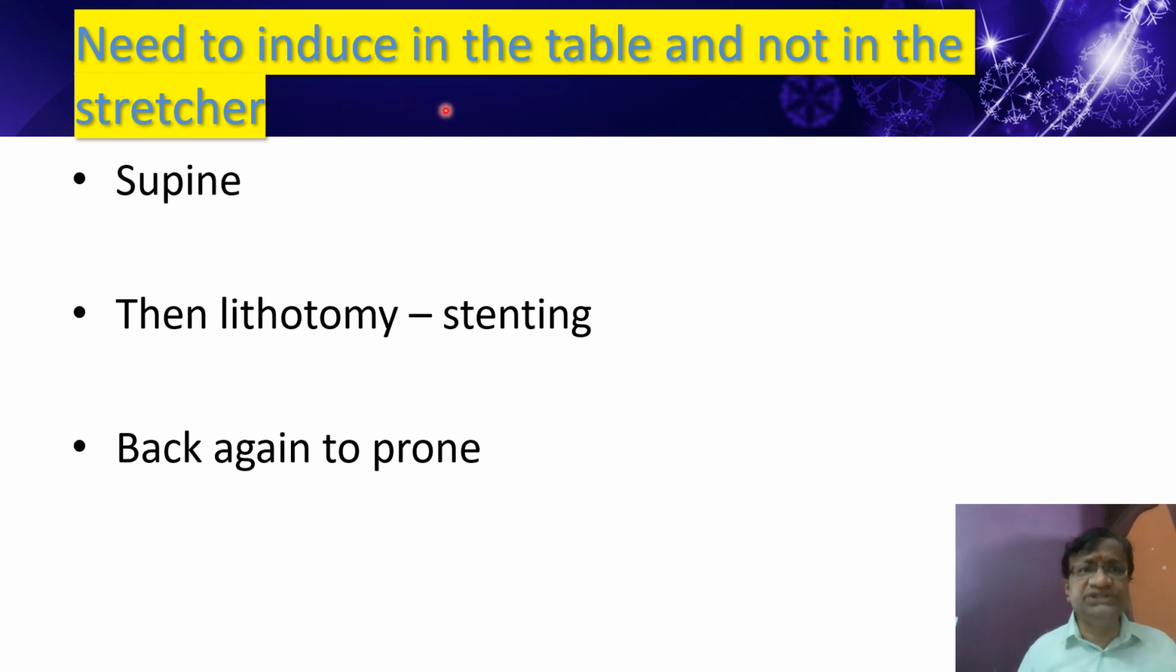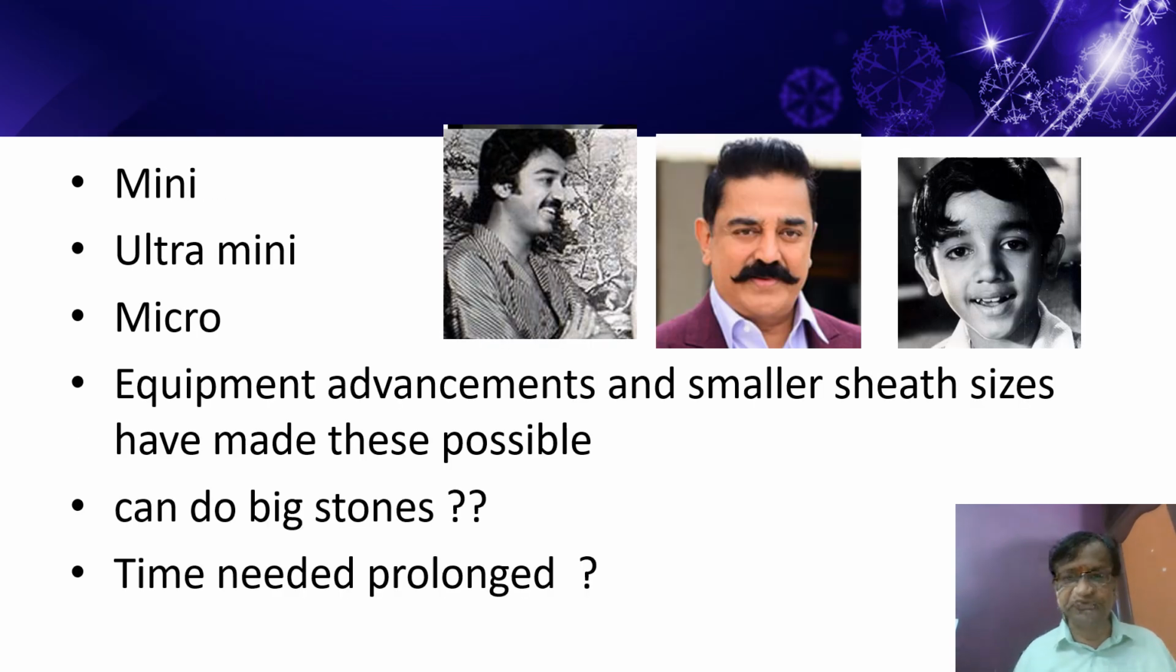You need to induce on the table and not on the stretcher if you have a supine position. Lithotomy, then stenting, then they will go back to prone sometimes. Put the GA on the operation table only. Then they will do the lithotomy position. Then put the general anesthesia patient onto the stretcher, ready the table and make it prone. This is also possible because they may do some ureteroscopic procedures, keep the stent, and then put the patient back to prone and then start PCNL.